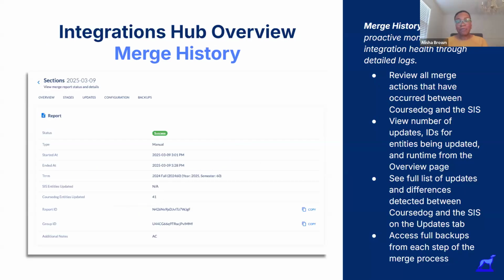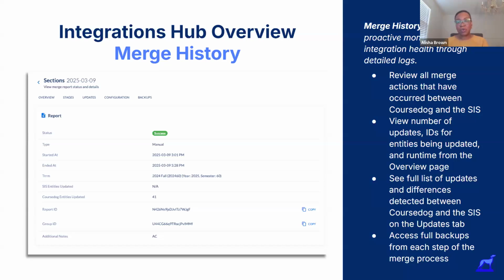The next tab on the menu is going to be Merge History. So this allows you to be proactive in monitoring your integration health. Nothing has to be wrong for you to go look at your merge history or your merge reports. We encourage you to do so. They are on the back end for you to be able to access at any time.